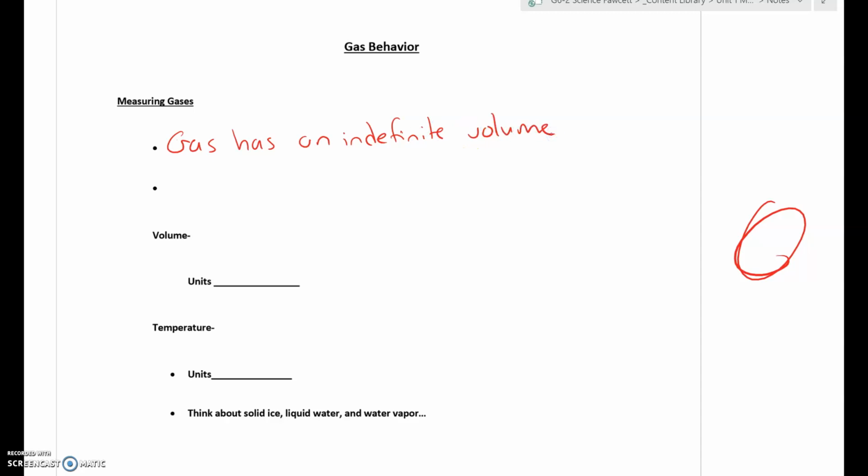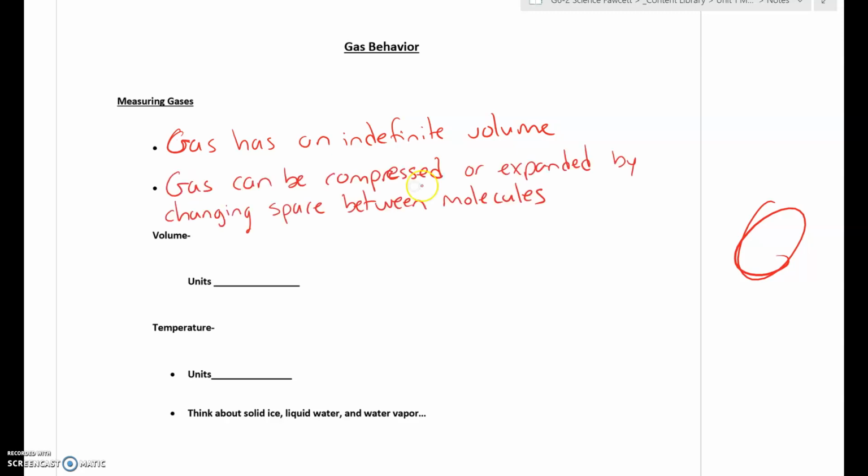and the volume can change by the gas being compressed or spread out, which means the molecules are closer or further away. When a gas is being compressed or expanded, an important thing to note is you're not changing how much of the gas you have. And the way that we measure how much of something you have is mass. So as the volume of a gas is changing, the mass is still the same.